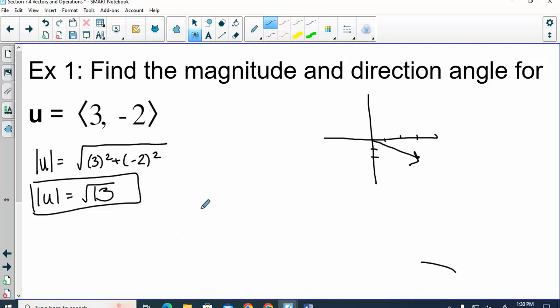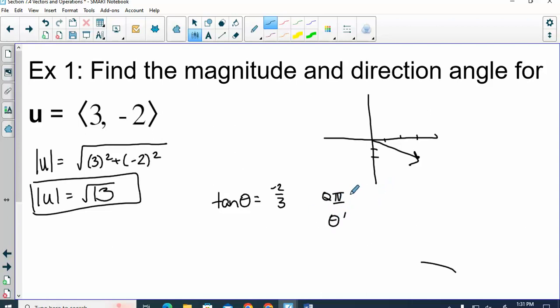Direction. We know tangent, if we use our formula, tangent of theta equals b over a, or if you think of it as an ordered pair, we know tangent is y over x. So that's negative 2 over 3. Do we know when tangent is negative 2 over 3? No, so we'll use our calculator. Now, you do have to be careful. Tangent is negative in both quadrants 2 and 4, but which quadrant are we in? 4. That picture is necessary to determine which quadrant.